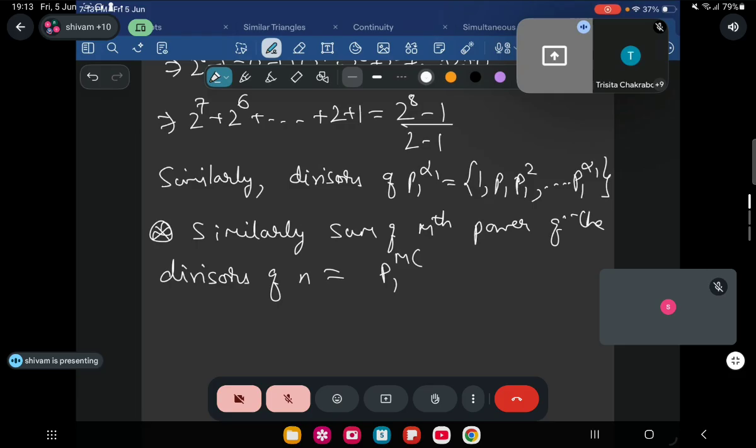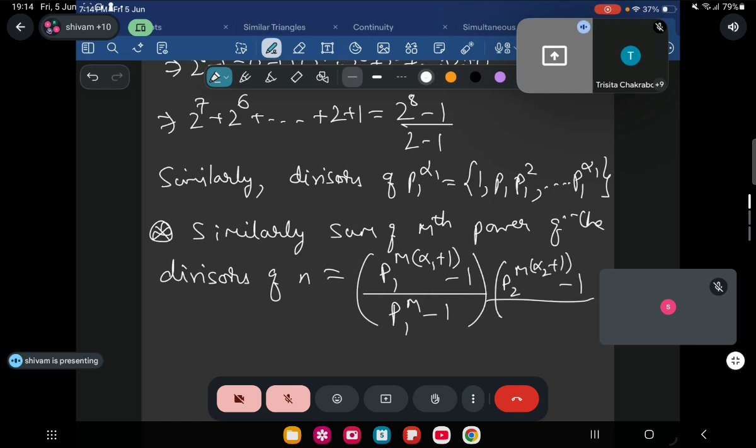It will be p1 to the power m into alpha 1 plus 1 minus 1 divided by p1 to the power m minus 1, multiplied by p2 to the power m into alpha 2 plus 1 minus 1 upon p2 to the power m minus 1. Okay, it will go on like this. Is it clear, Aviraj? Yes. Tell me.